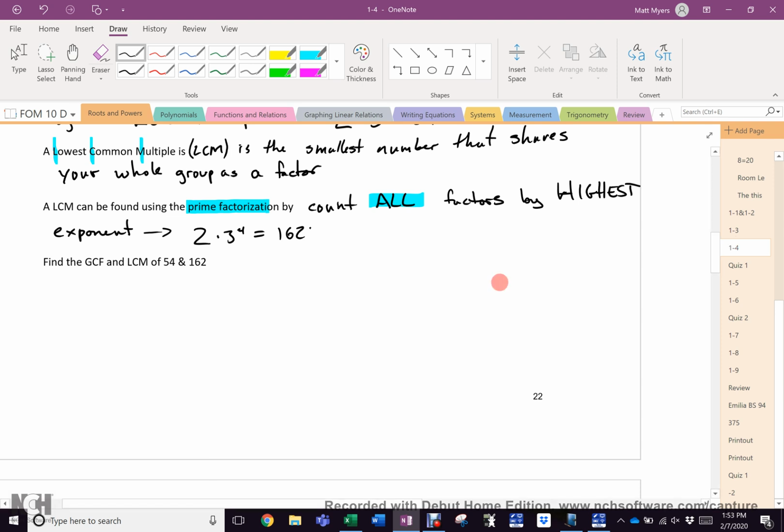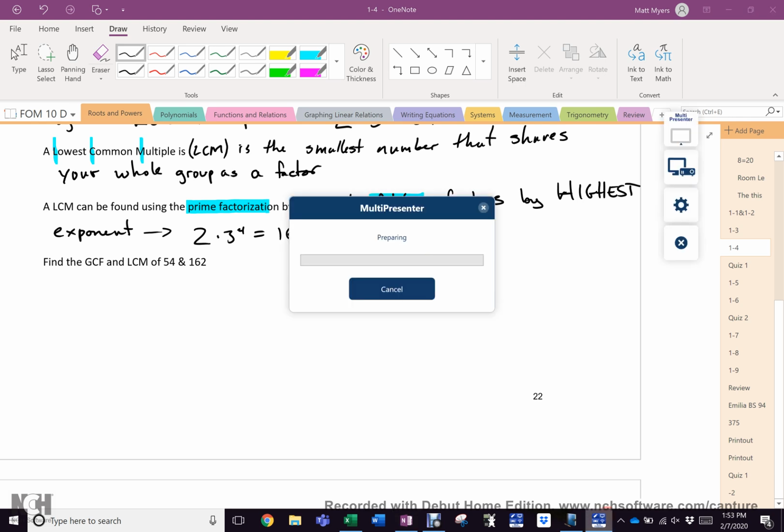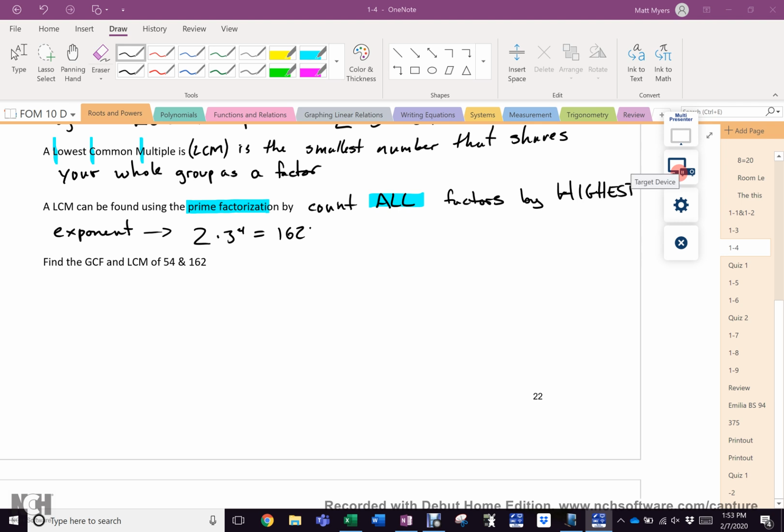So, for example, if my screen ever lights up again, I'm going to have to. Oh!